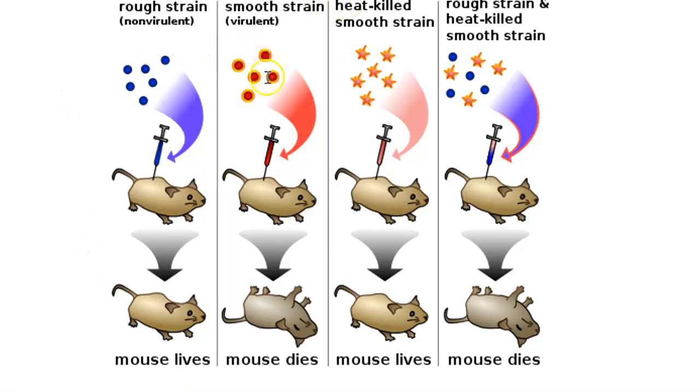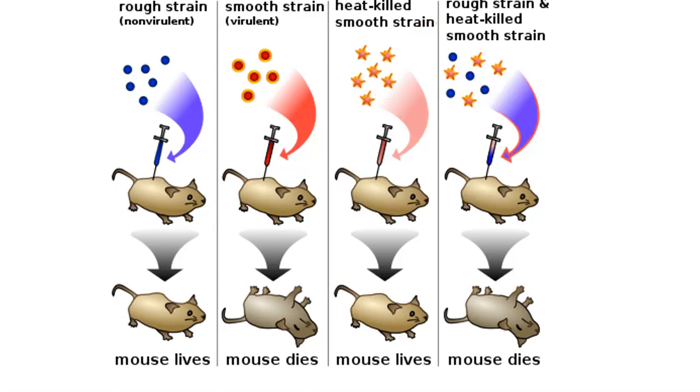Smooth strain is going to be the one, you can see here, it actually has capsules around it, and that's what gives the mouse pneumonia. The third one, we had heat-killed smooth strain, and it allowed the mouse to live because the heat killed the capsules around it, causing it not to give pneumonia.